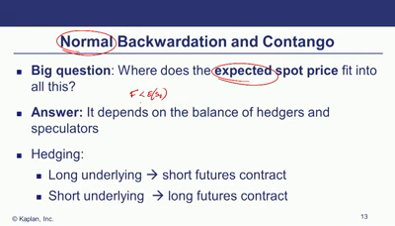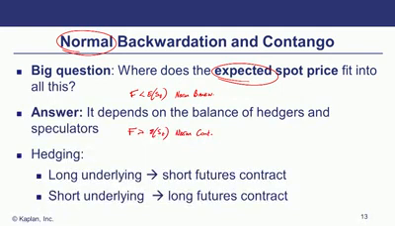And similarly, so this would be normal backwardation. And similarly, if the futures price is greater than the expected spot price in the future, that will be a situation of normal contango. So, okay, we've defined what they are, we still haven't explained what causes them.